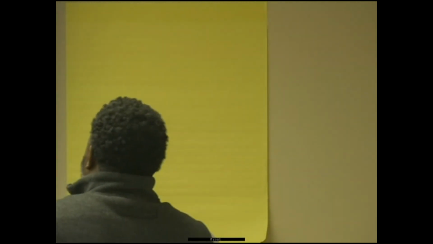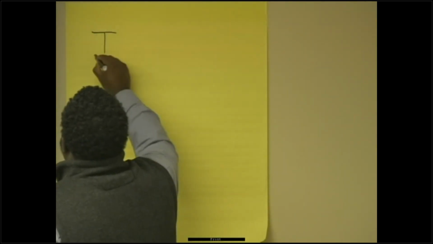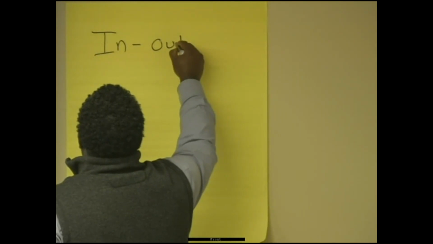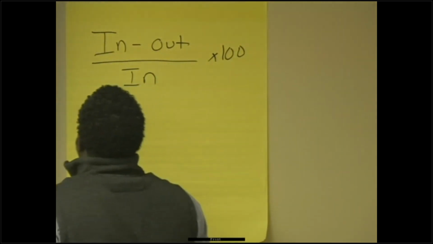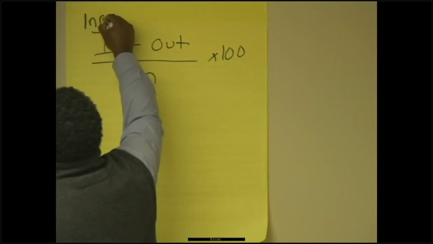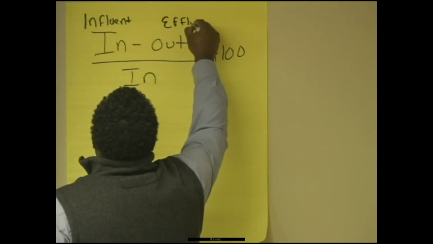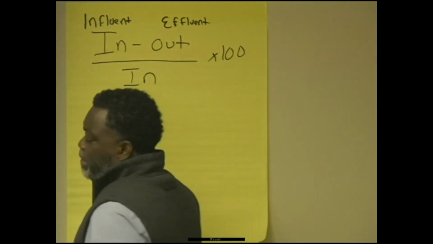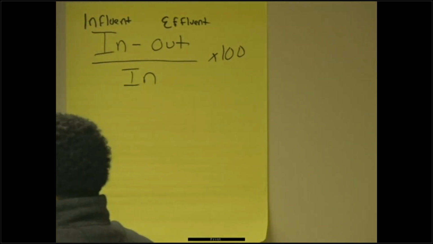Now, the next thing I want to show, for the time that we have left, is percent removal. I don't know how many of you are familiar with the percent removal formula, but it says something like this: in minus out over in times 100. In meaning influent, out meaning effluent, and of course in divided by in times 100 turns it into a percent.